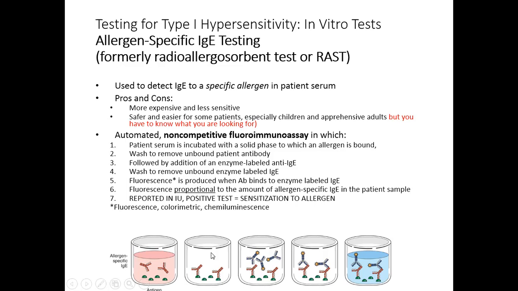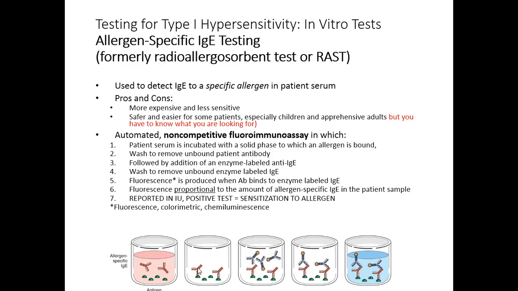What do we do next? We're always going to wash between this and the next step. Then we're going to add in some labeled anti-IgE. It can be enzyme labeled. In this case, this one happened to be fluorescently labeled. This is enzyme because technically we can end up with fluorescence, colorimetric, or chemiluminescent testing with this. So it can be enzyme labeled, it can be fluorescently labeled, whichever you need.